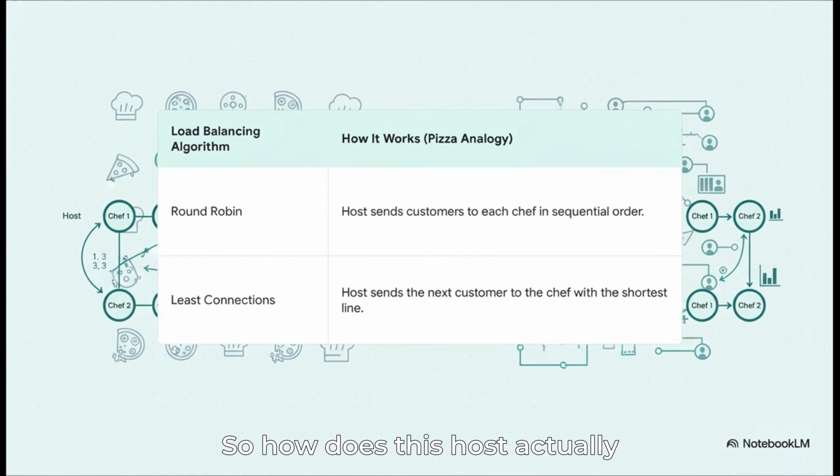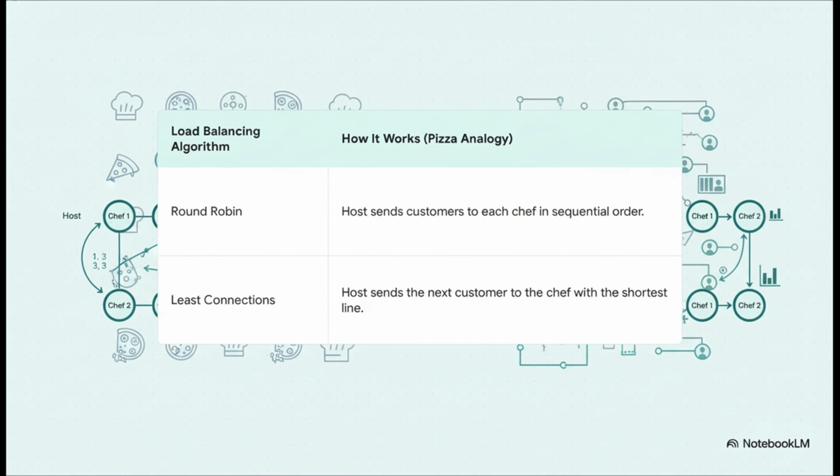So how does this host actually decide which chef gets the next customer? Well, they use a few simple strategies, or algorithms. One is called round robin. Super simple. The host just points to each chef one by one in a circle: chef 1, then chef 2, then chef 3, and back to 1. A slightly smarter way is least connections. The host glances over, sees which chef has the shortest line, and sends the new customer right there.